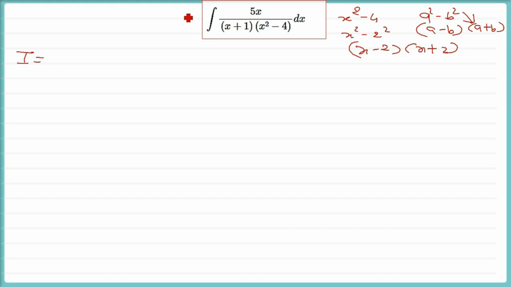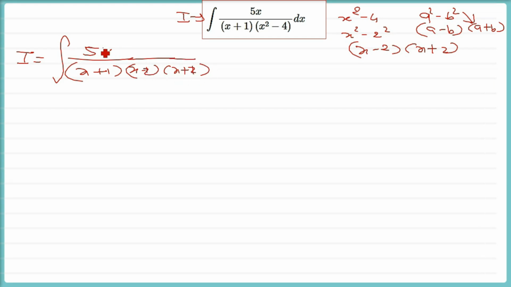This integration will become like this. So we have 5x divided by x plus 1, and the two terms which we got from x square minus 4 have to be written here, x minus 1 into x plus 1. No, x minus 2 into x plus 2, sorry. So we'll just talk about integration in a bit, but before that we have to integrate in terms of partial fractions. So 5x divided by x plus 1, x minus 2, x plus 2. You can write it in any order, it doesn't matter.